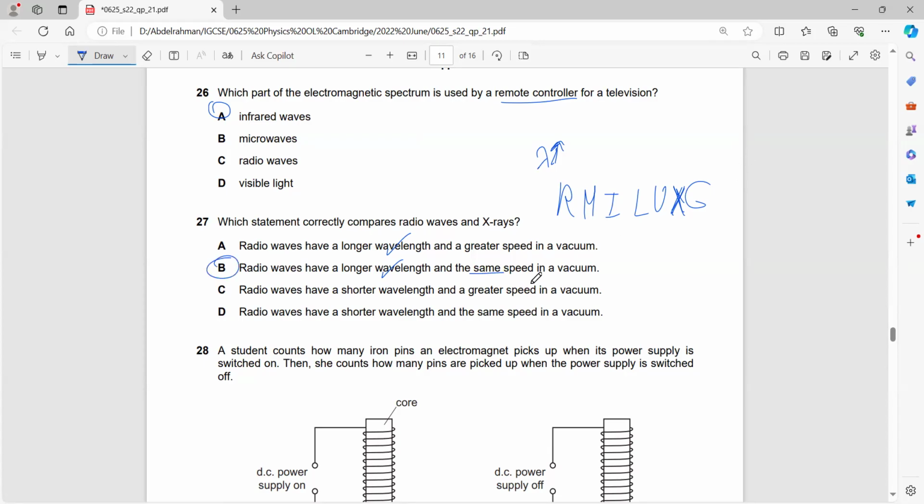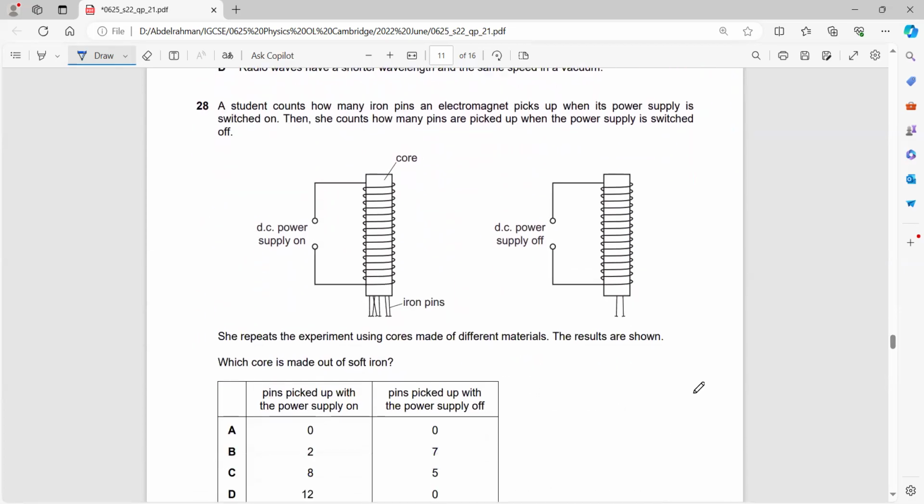So gamma rays have the highest frequency and the lowest wavelength. That's why they are the most dangerous. But the speed of electromagnetic waves is different if it's not in a vacuum. In air, for example, we would consider them to be the same. If they enter a glass, like light, the speed decreases. Okay.